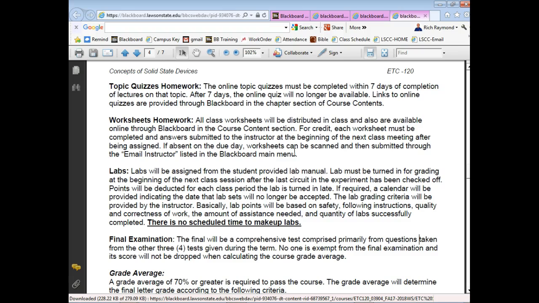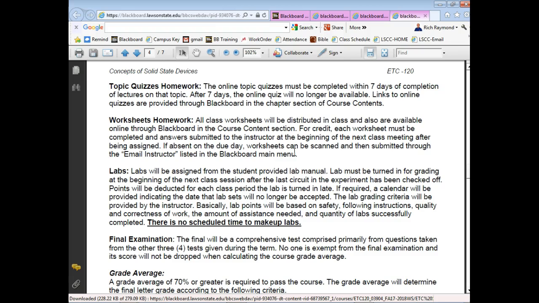You understand? Because if you're absent when I give the worksheet out, how are you going to get the worksheet? Hopefully you have access to a printer. You'll have to download it and print it yourself and turn it in next class. If we have a worksheet that is due, it's due the next class. Well, what if you're absent on the day that it's due?